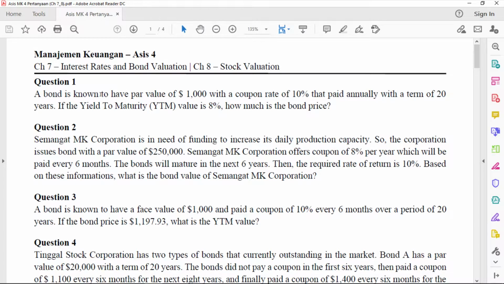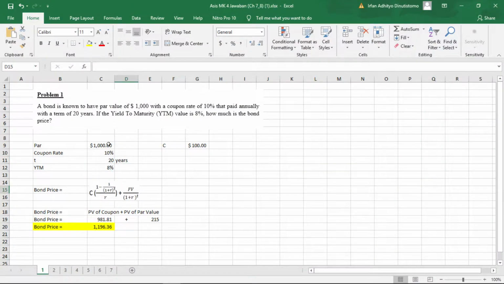First question is that a bond is known to have a par value of $1,000 with a coupon rate of 10%. It is going to be paid annually with a term of maturity of 20 years. If the yield to maturity value is 8%, how much is the bond price? So you have all of the information, right?